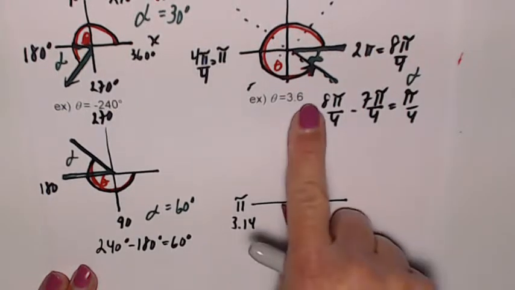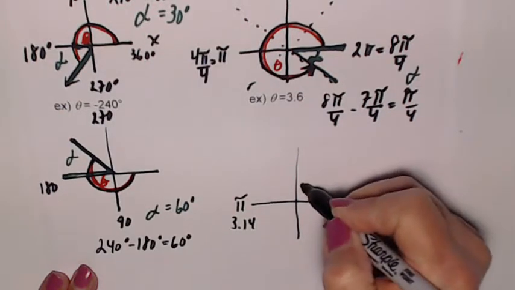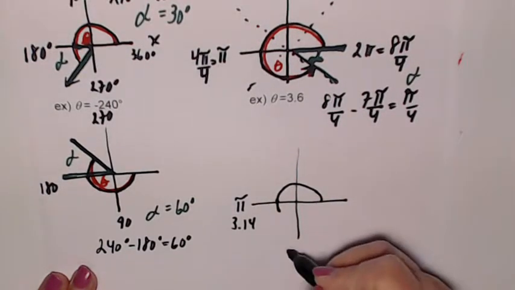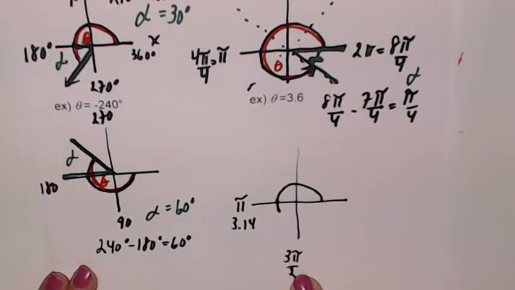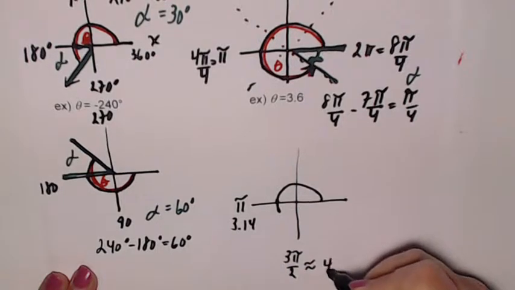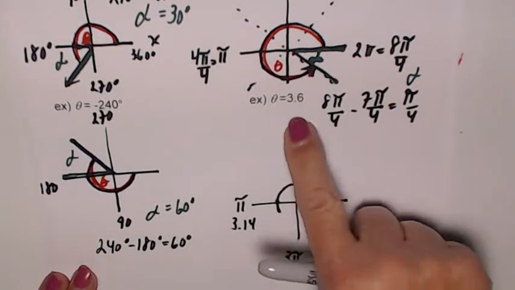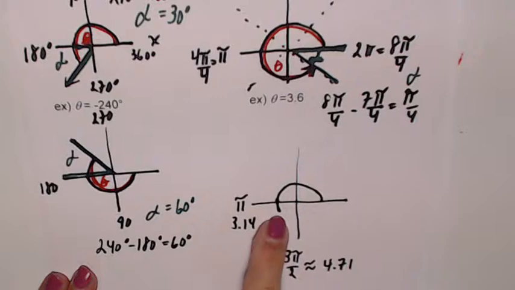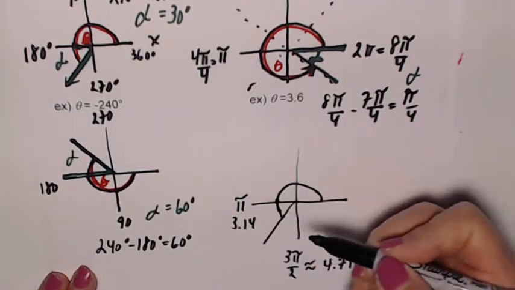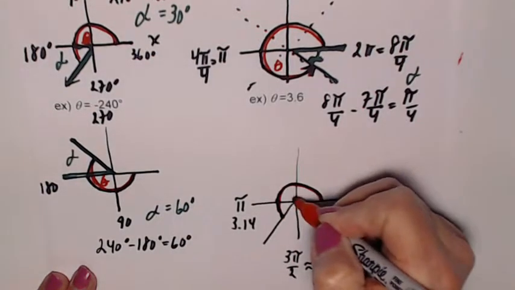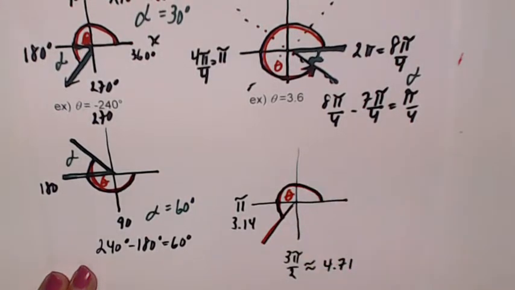So we have 3.6. Again, we're going to go counterclockwise. We hit the 3.14, and we know we continue to go more. How much more? Well, it would be useful to know what our 3 pi over 2 is in straight radian, and that would be 4.71. So 3 times pi on your calculator divided by 2 would give you about 4.71. So we know our 3.6 is going to continue beyond pi, but we're not quite getting to 4.71. So we're going to be ending somewhere around there, and since I'm making my thetas in red, this would be our angle theta.